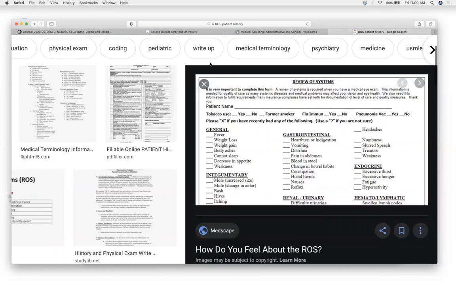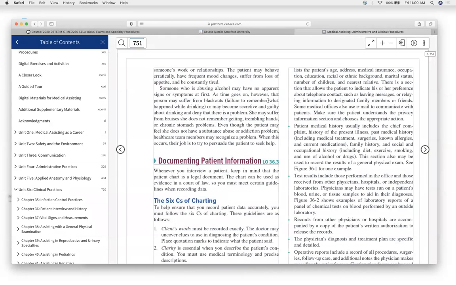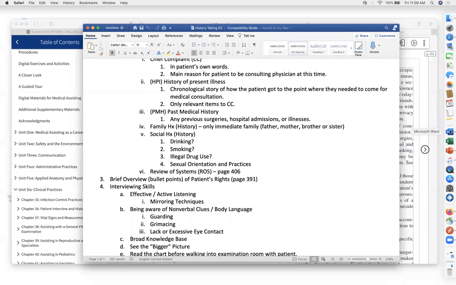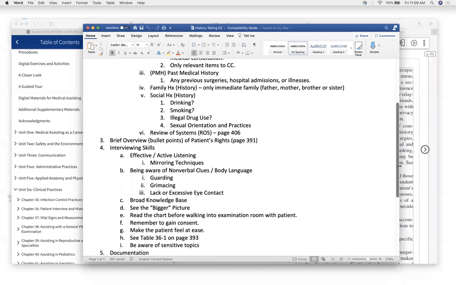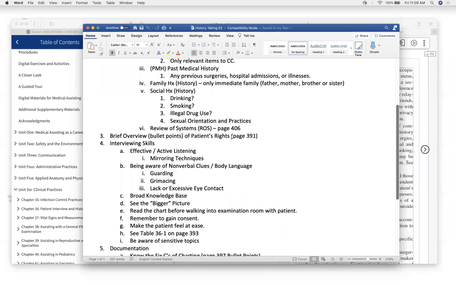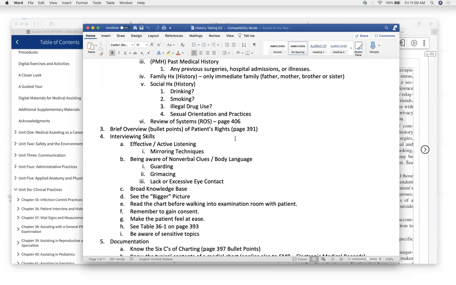Now, the review of systems is to catch anything extra that may or may not be related to the chief complaint and the history of present illness. And that's what an ROS is. Okay, let's go back to our notes. There's bullet points and the patient's rights. Go through those patient rights that were in the beginning of the chapter.